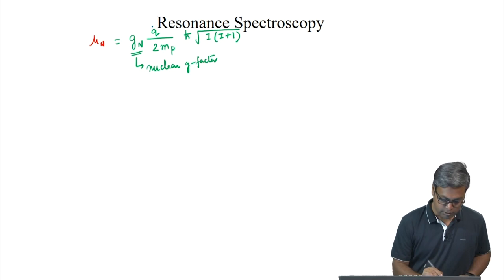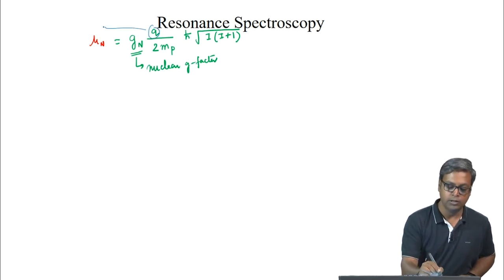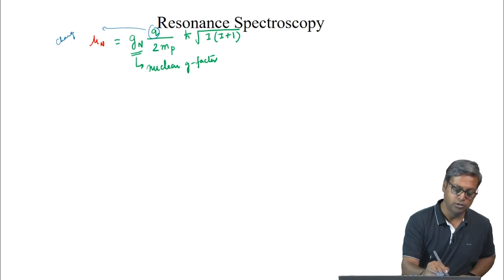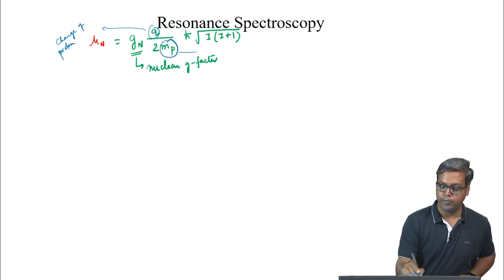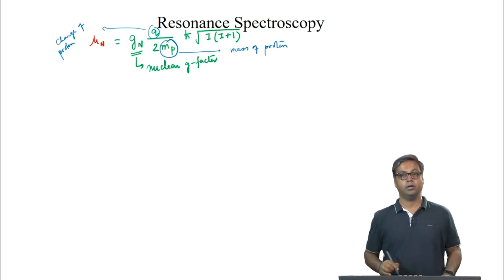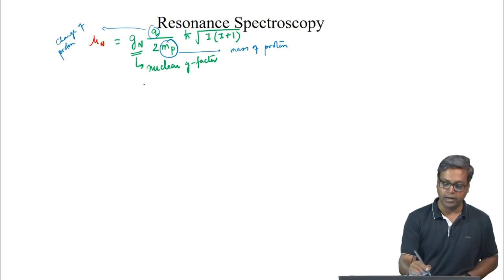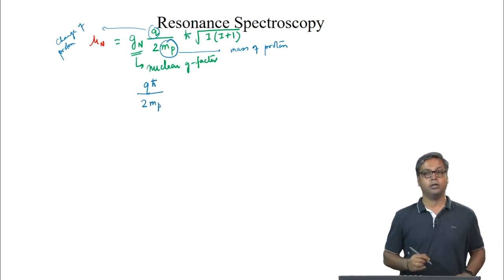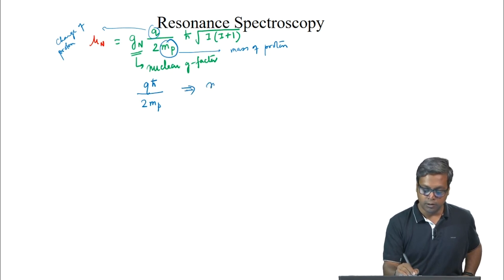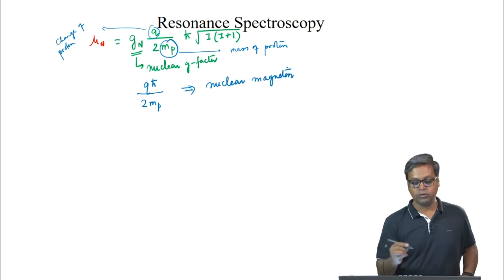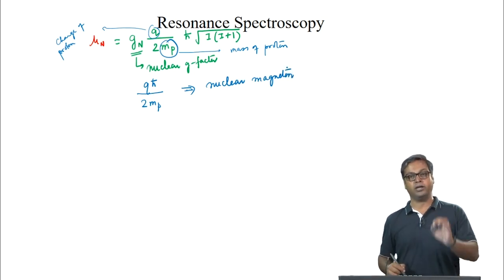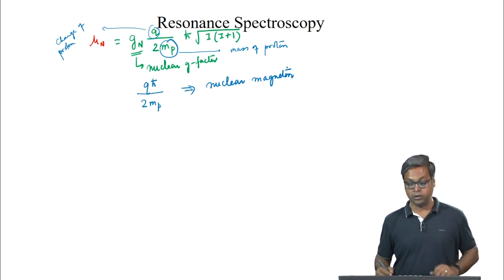And this q is the charge of proton, and m p is the mass of proton. And again, we can write this q h cross divided by 2 m p. This is known as the nuclear magneton. So, we saw for electron spin, we defined something as Bohr magneton. In case of nucleus, we have nuclear magneton.